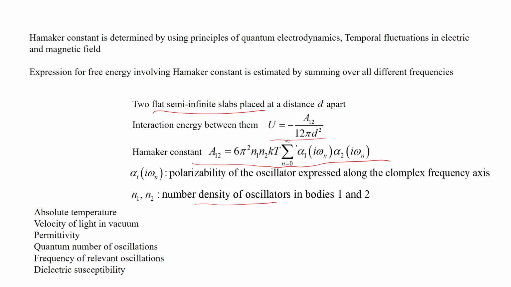k is the Boltzmann constant, capital T is the temperature in degrees Kelvin, and alpha 1 and alpha 2 are called polarizabilities. So, the more polarizable the molecule, the higher its Hamaker constant will be. This polarizability depends upon the complex frequency. Omega n is the frequency of oscillation of the nth mode, and so the polarizability is expressed along the complex frequency axis, as alpha 1 of i omega n and alpha 2 of i omega n.